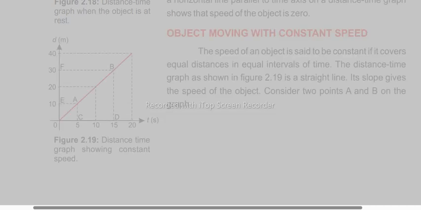Figure 2.19, distance-time graph showing constant speed. Figure 2.18, distance-time graph when the object is at rest.